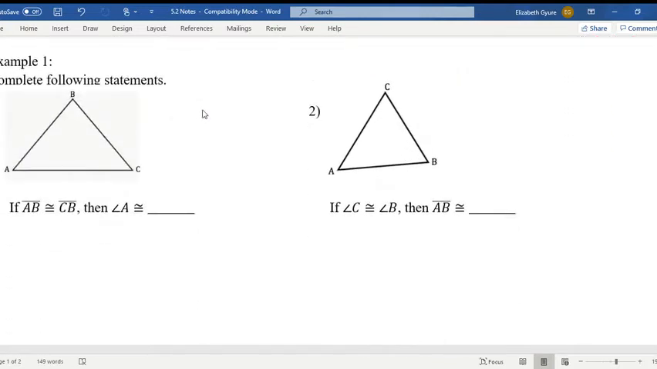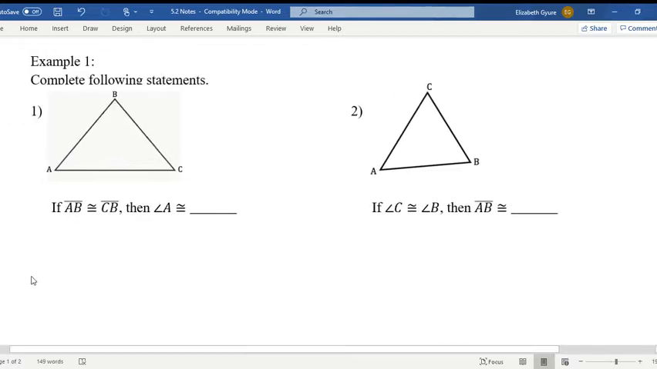Complete the following statements. In number 1, we have triangle ABC. And it says if segment AB is congruent to CB, then angle A equals what? Don't guess on these. Please mark up your pictures, okay? Because sometimes they can look deceiving. Don't ever base it off of what your picture looks like. Base it off of the information you're given.